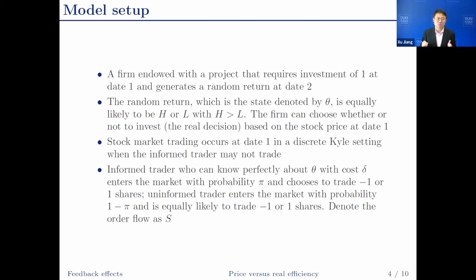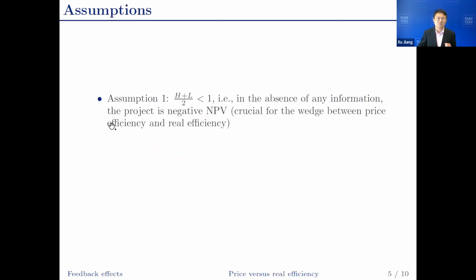The informed trader enters the market with some probability pi. An informed trader is going to trade either -1 or 1 shares, depending on the informed trader's observation of theta. The uninformed trader, which is equivalent to a liquidity trader in this setting, enters the market with the complementary probability 1 minus pi. An uninformed trader is equally likely to trade -1 or 1 shares. The uninformed trader's trade is independent of information. The order flow S can thus be either -1 or 1.